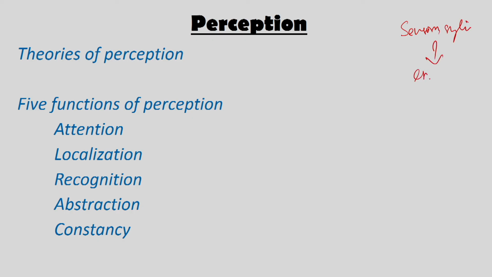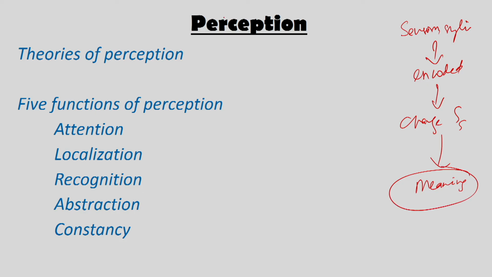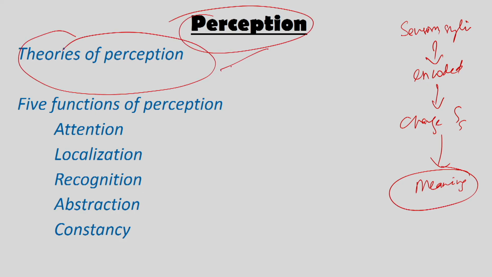Now, once the sensory systems have encoded changes in stimulus, a meaning has to be given to it, and this meaning is given through a process of perception. So, what is it? We looked at two theories of perception. One theory of visual perception is called the Gibsonian model.